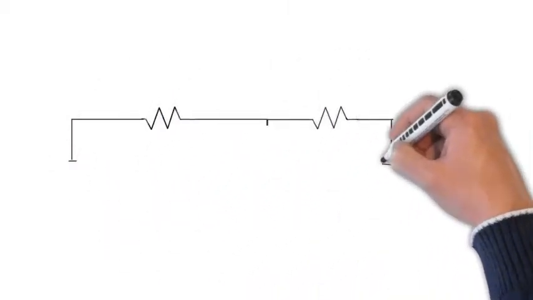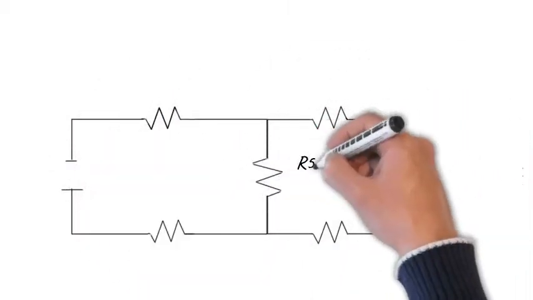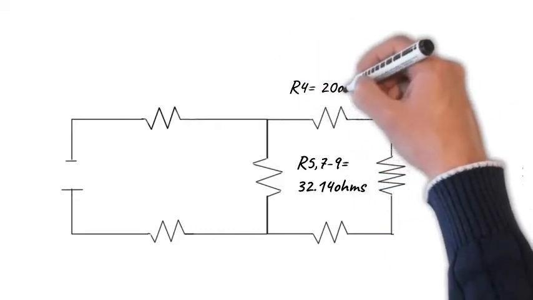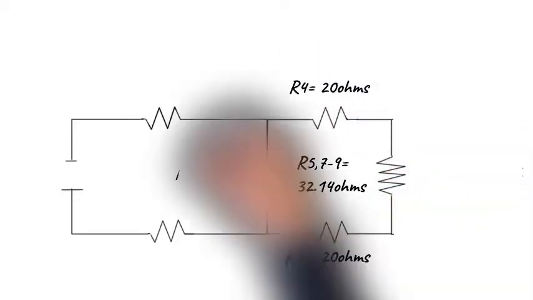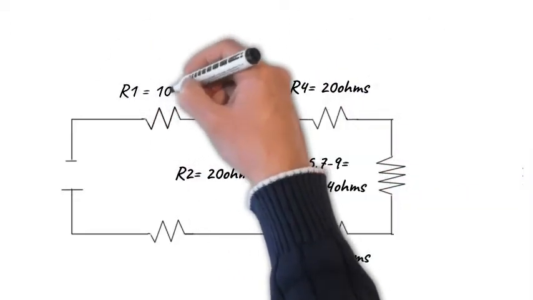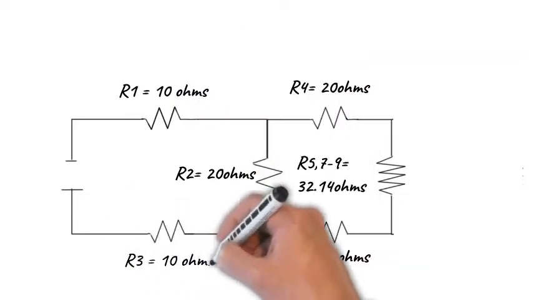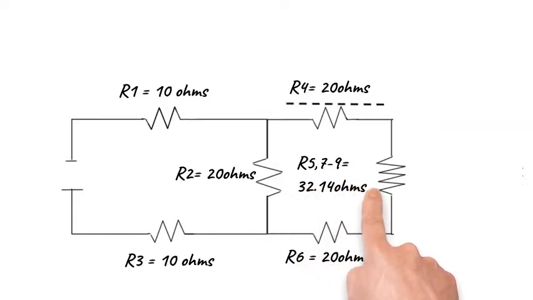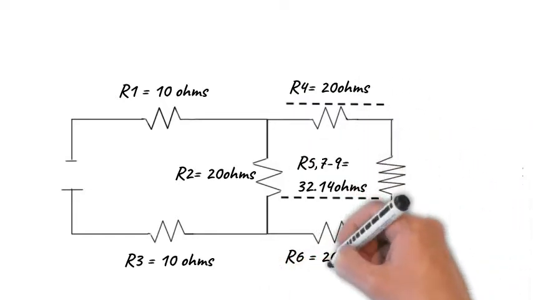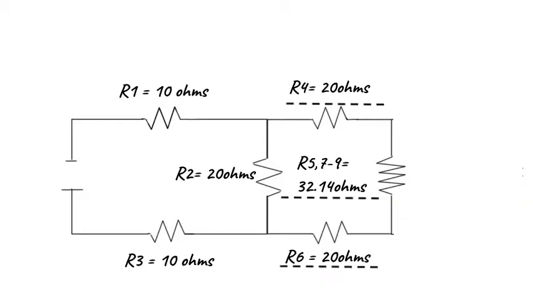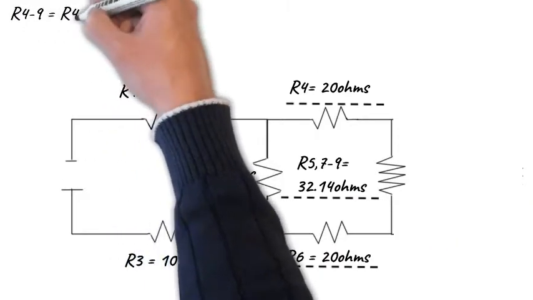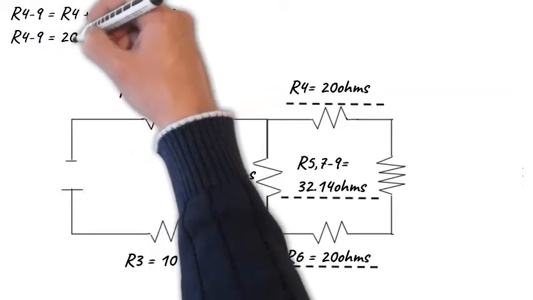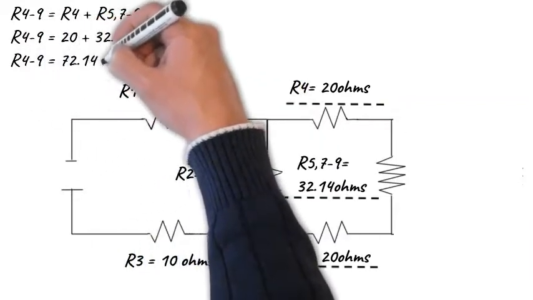Once again, we redraw the circuit and recognize that we have three resistors in series: R4, R5, 7 through 9, and R6. And so we will apply our series laws to add those resistors together: R4 plus R5, 7 through 9, plus R6.